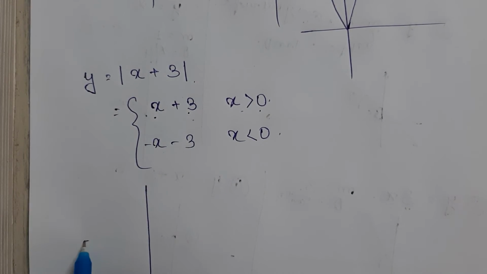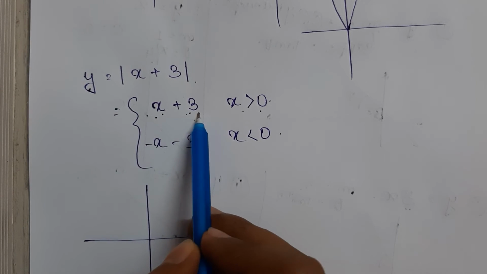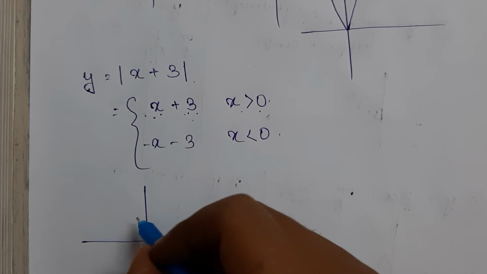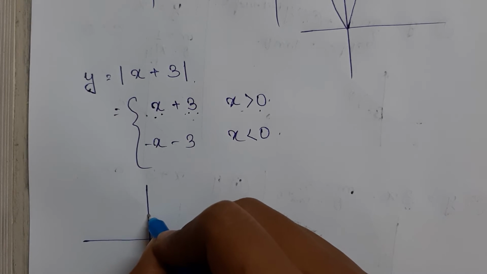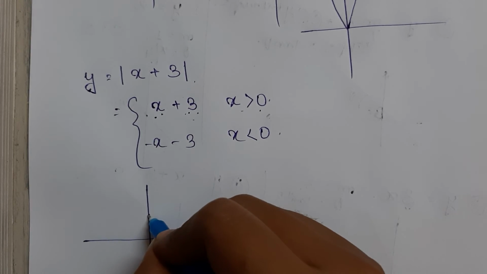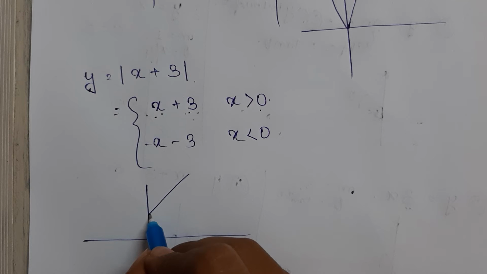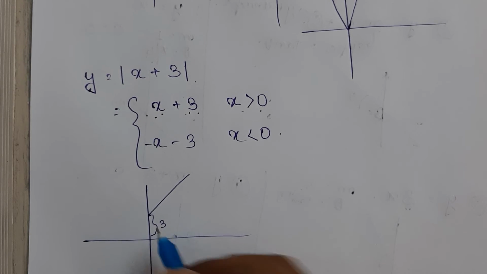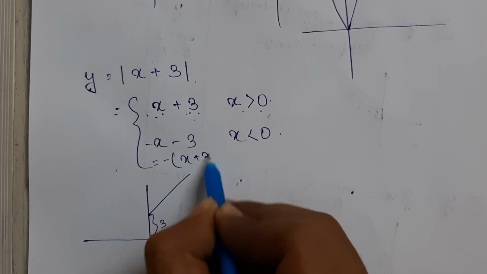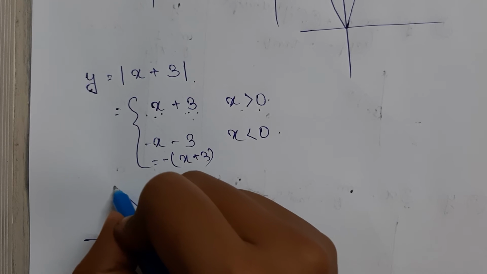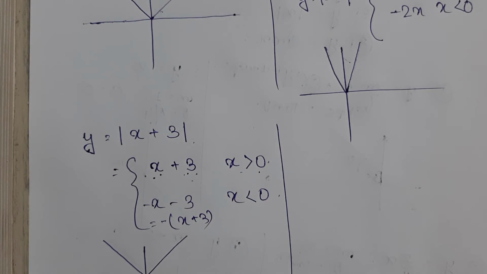So what is the graph now? It's y is equal to x plus 3, right? Means it will come from here plus 3 y axis, right? Because here the intercept is 3, right, for this one. And we can also write it as like this, so it will go like this, right? Now let us see another way.